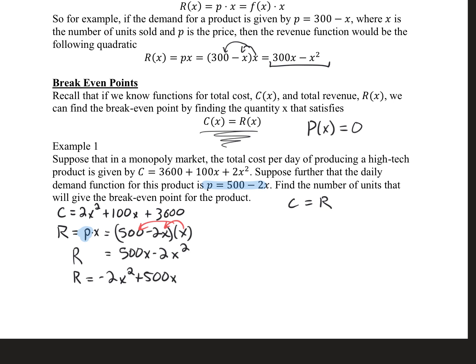All right, what was our goal? Our goal was to find a break-even point. We wanted to set cost equal to revenue. We now have a cost function. We now have a revenue function. Let's go ahead and write that those are equal to each other.